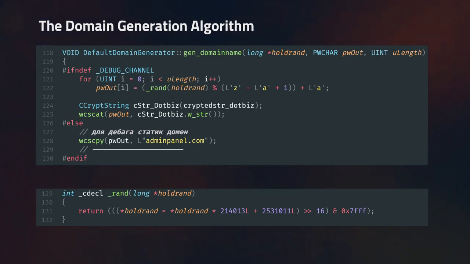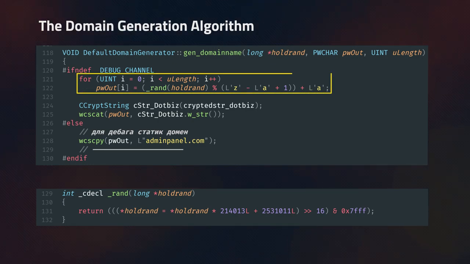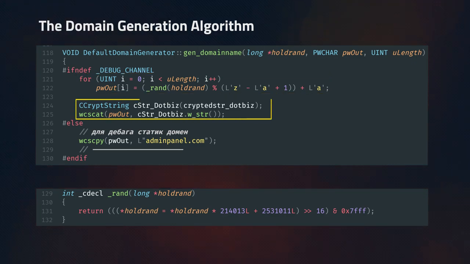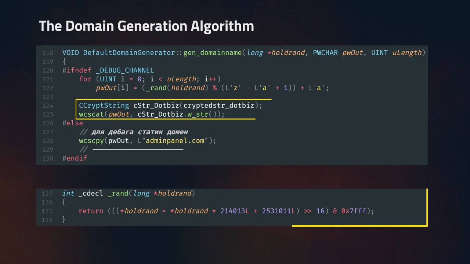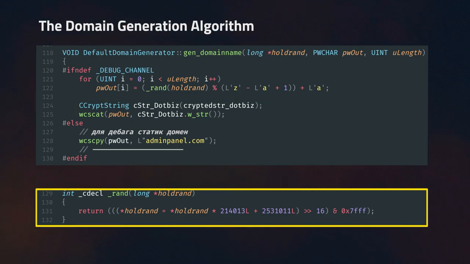The DGA is as simple as it gets. Randomly select lowercase letters to the desired length to build the second level domain. Then append the top level domain, .biz, which is stored in encrypted form. The pseudo random number generator that picks the letter of the domain is just a re-implementation of the rand function used by the Microsoft Visual C++ compiler.